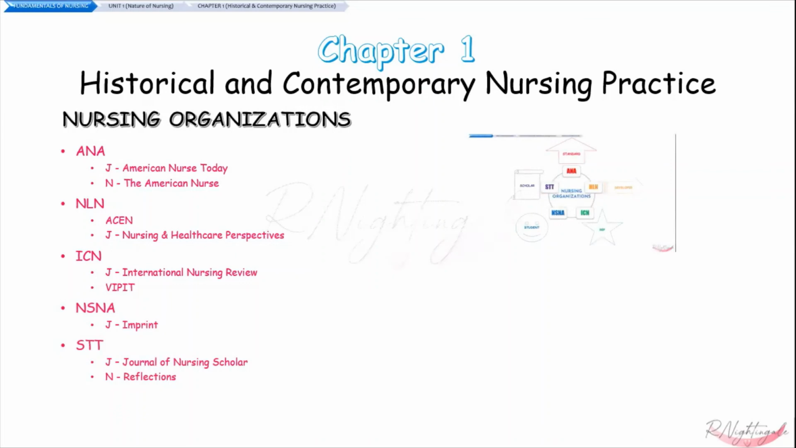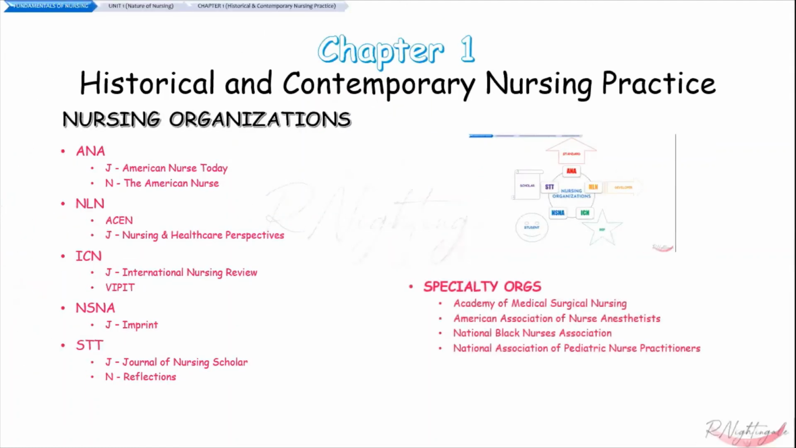You can also remember this diagram in order to know their roles and responsibilities as organizations. The ANA are those that foster high standards. The NLN are our developers. ICN are our representatives. NSNA are composed of students, and STT are nursing scholars. And also, these are the different specialty organizations. And on the next video, we'll discuss Chapter 2, Evidence-Based Practice and Research in Nursing.